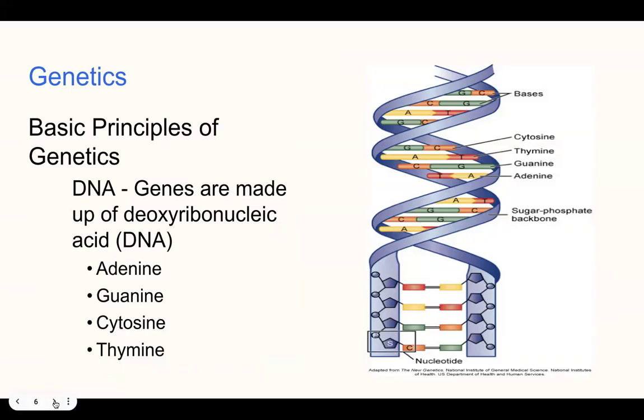Genes are made up of deoxyribonucleic acid, also known as DNA. These consist of adenine, guanine, cytosine, and thymine. DNA stores genetic information, encodes the instructions for synthesizing specific proteins needed to maintain life, and it dictates the rate at which body proteins are made.